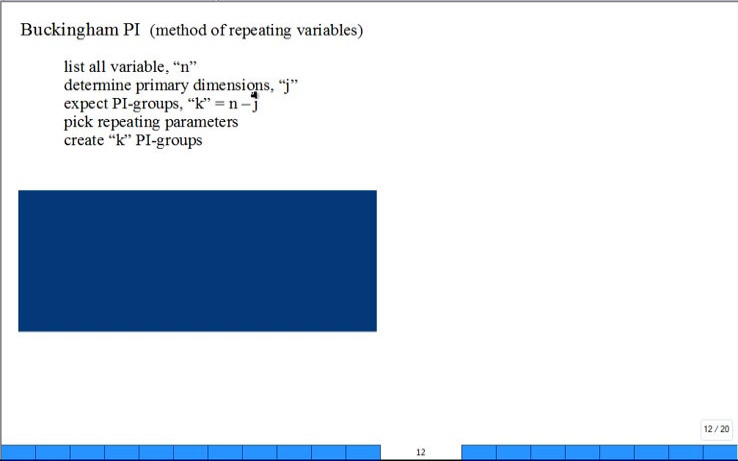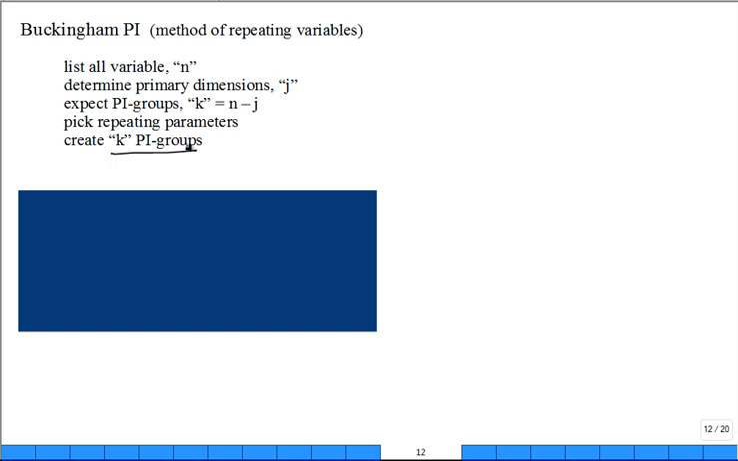Then you can say this is the number of pi groups, or dimensionless groups. It's n minus j. So k is the number of pi groups you look for. If you're looking for k pi groups, select k parameters to build your pi groups around, and the other parameters that you didn't select, let them help you create them by using them as repeated variables in the groups. And then you just make them dimensionless.